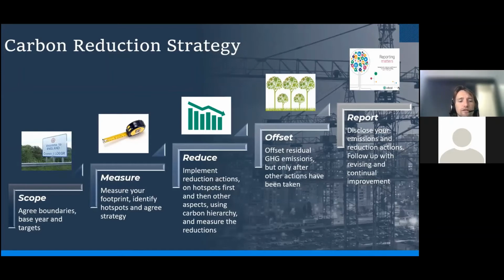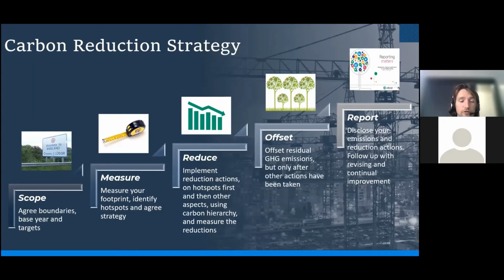So first of all, it's understanding your scope. I'll go into scopes in a minute, but essentially understanding how much carbon we are going to be measuring, and do we feel that we're accountable for it?